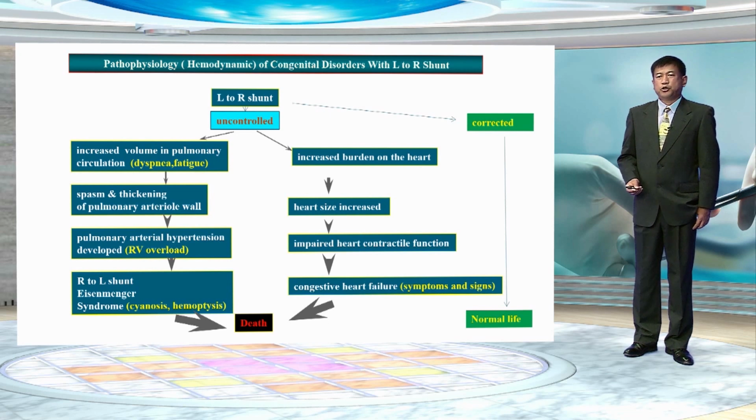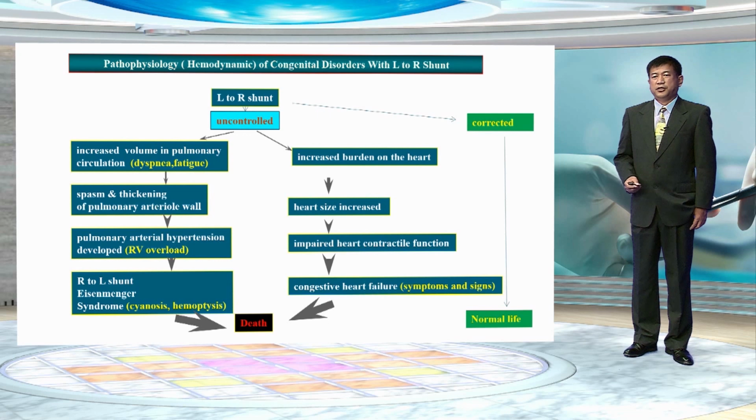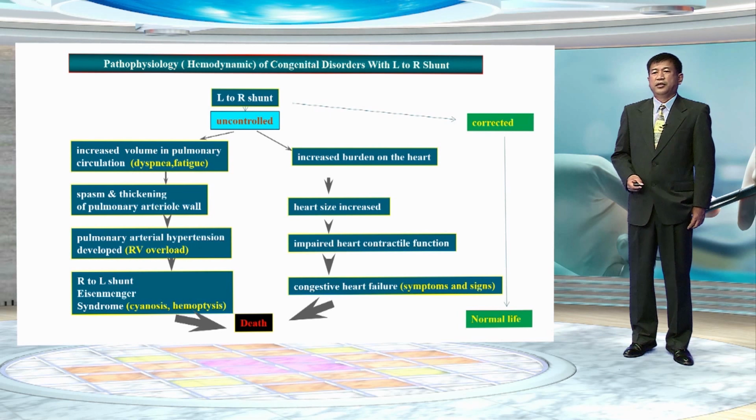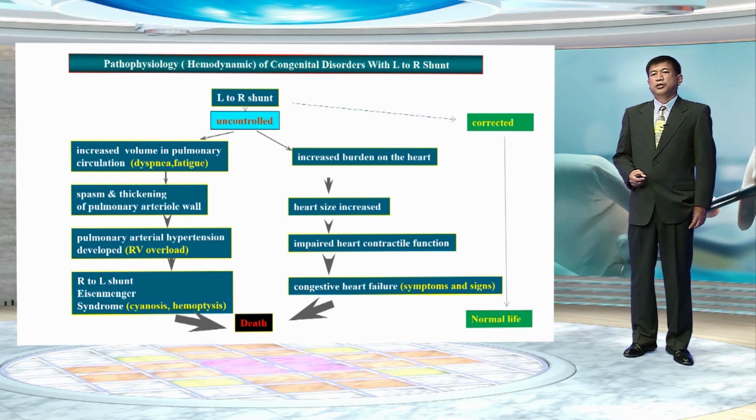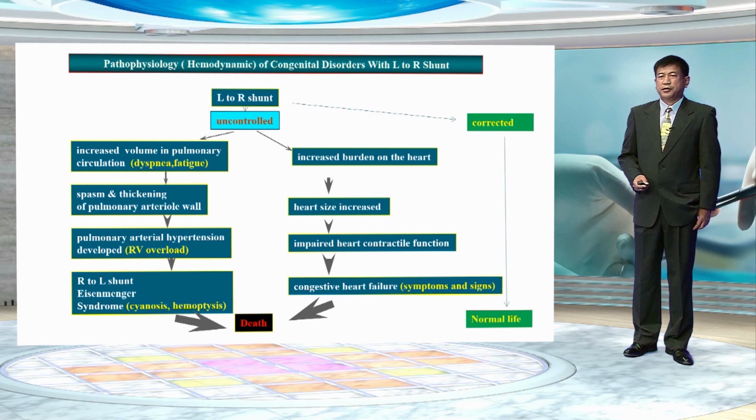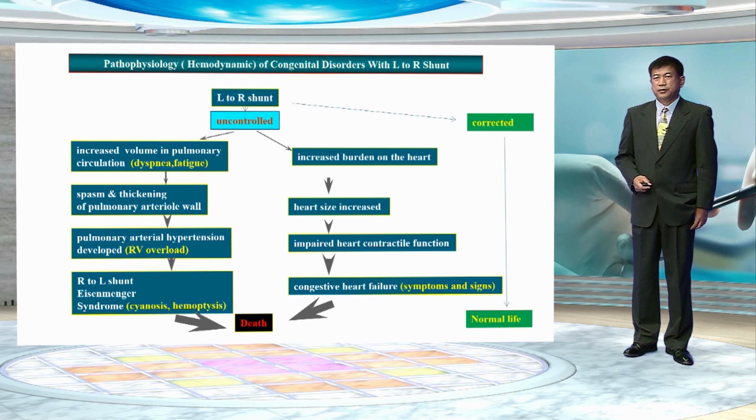The other side shows the increased burden on the heart due to the long time of a left to right shunt. And then the heart size will be increased. This will impair heart contractile function. So congestive heart failure is inevitable. At this time, the patient may have dyspnea and edema of the peripheral limbs. You should know that all these changes are closely correlated to the amount or the volume of the shunt. If the shunt is trivial, then the patient may remain asymptomatic.